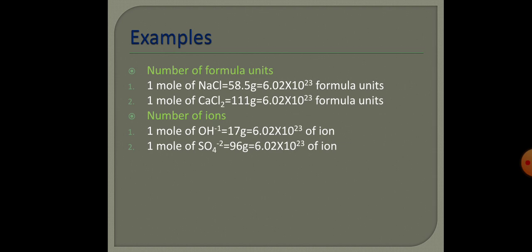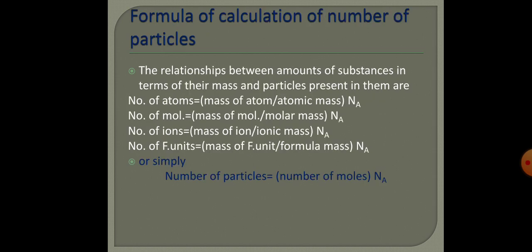Same is the case with ionic species. 1 mole of hydroxide is 17 gram and this 17 gram of hydroxide contains Avogadro's number of ions. In the same way, 1 mole of sulfate is 96 gram and this 96 gram of sulfate contains Avogadro's number of ions. And we can calculate the number of particles for any substance if we know the mass or molar mass of that substance.